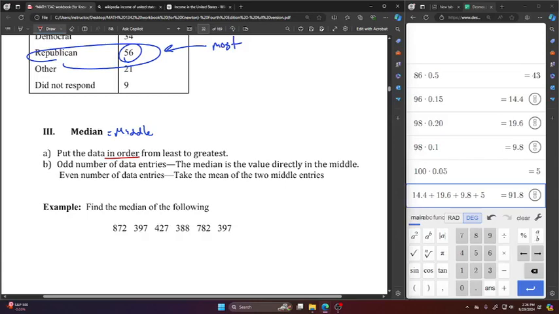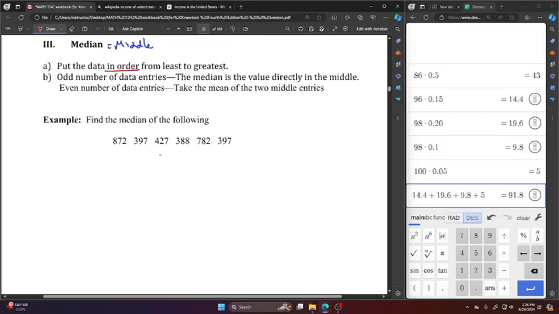Okay, so I'm going to first off put this in order. I got a 388, 397, another 397, a 427, a 782, 872. It's like they're using numbers just to play with me because of dyslexia, 7887. Oh my gosh. It's okay. We got this. So they say find the middle value.